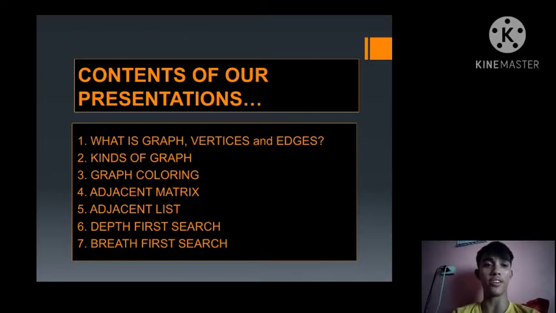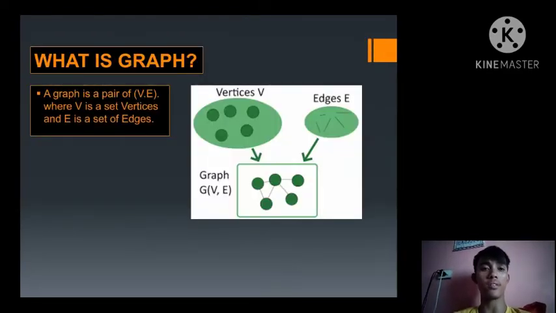So let's start. What is a graph? A graph is a pair of V and E, where V is a set of vertices and E is a set of edges. Here are the examples. In the diagram of a graph, a vertex is usually represented by a circle with a label, and an edge is represented by a line or arrow connecting one vertex to another.